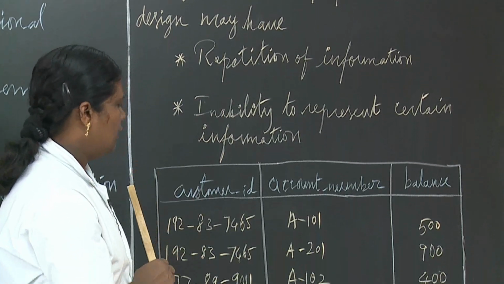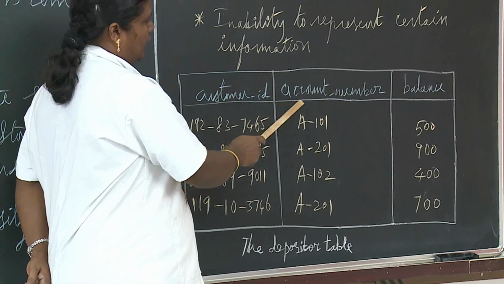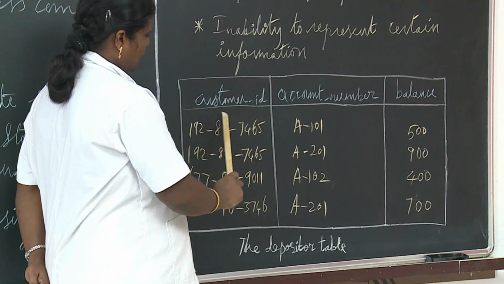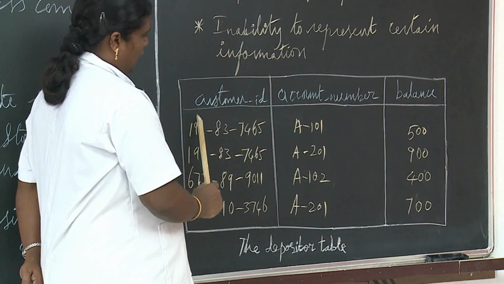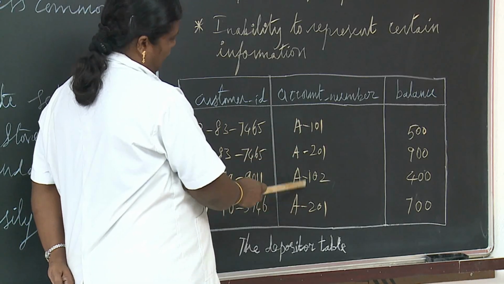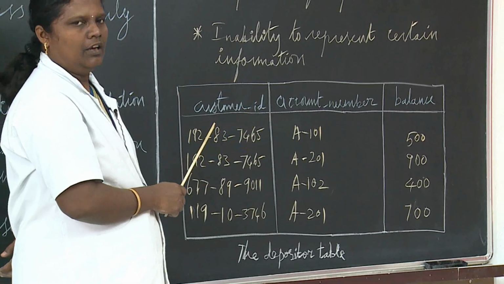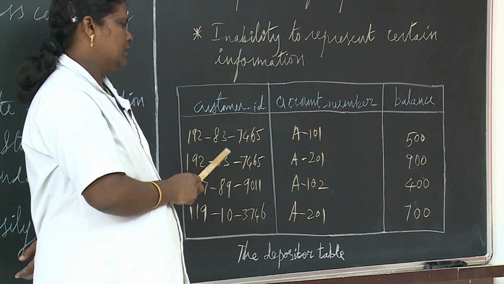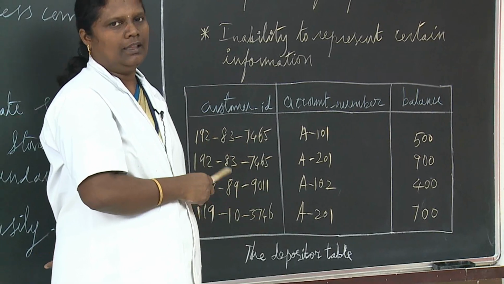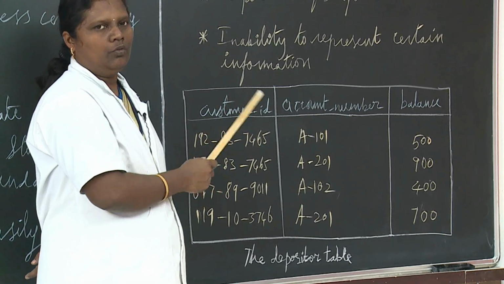For example, this depositor table includes three columns: customer ID, account number and balance. Seeing here itself, the account numbers are repeating. The same way here, different account numbers are repeating. So the same data is repeatedly occurring while displaying the database. That is known as redundant values. In order to avoid the same, we go for normalization.